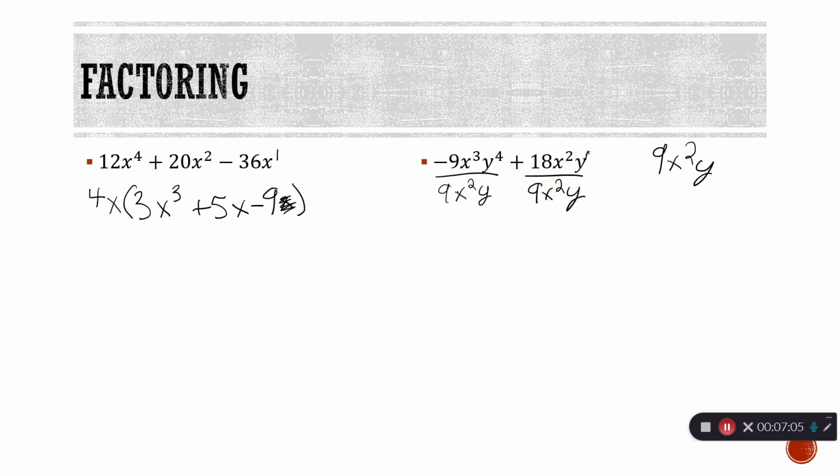Okay. So negative 9 divided by 9 is negative 1, or you can just make it just be a negative sign. X to the third divided by x to the second is x. Y to the fourth divided by y is y to the third. And 18 divided by 9 is 2. Those x's cancel and those y's cancel. So rewriting it all out, this is what we have. Okay?